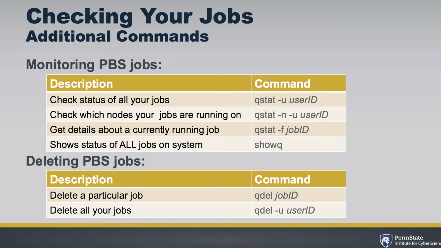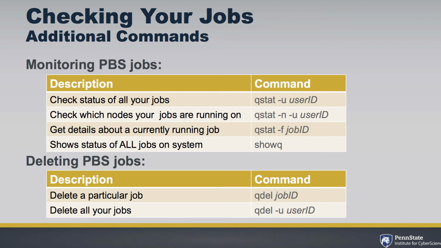There are some commands here. qstat -u, right, with your user ID. That checks the status of all your jobs. You can check what nodes your jobs are running on. So are they running on standard memory nodes? I talked before, are the standard memory nodes Haswell or Ivy Bridge? Are they running on basic memory cores, right? Those types of things. So you can check which nodes your jobs are running on.